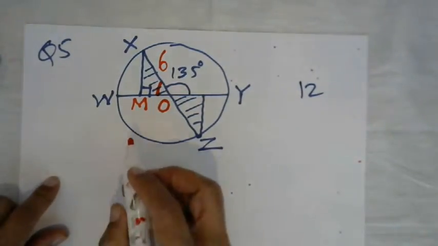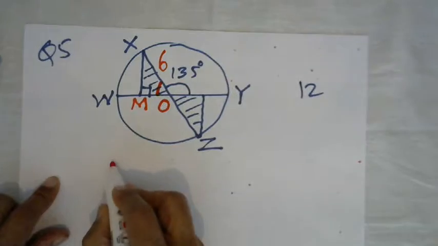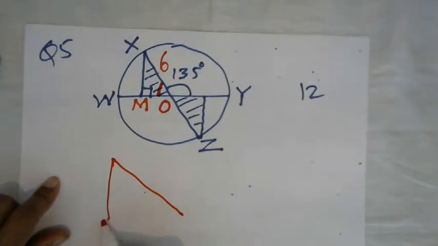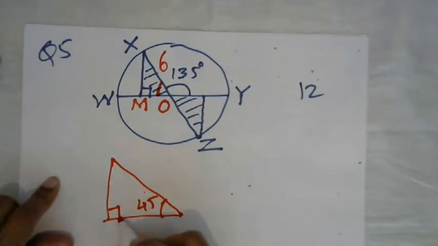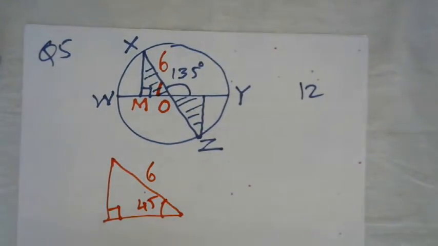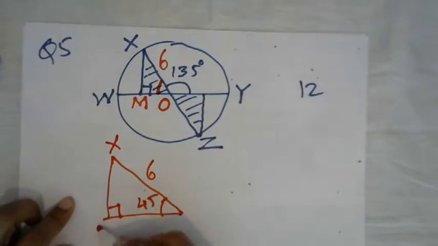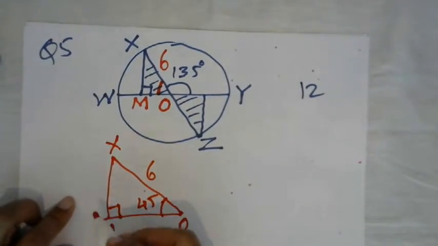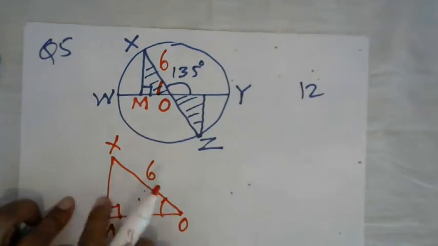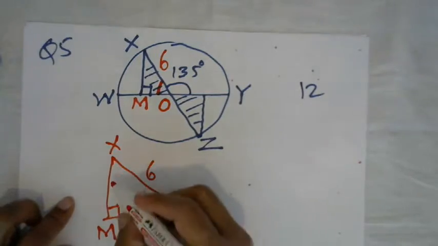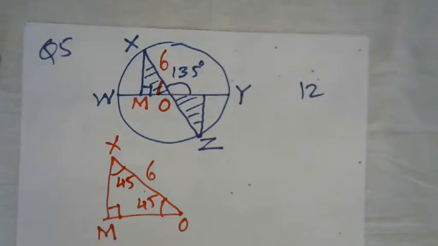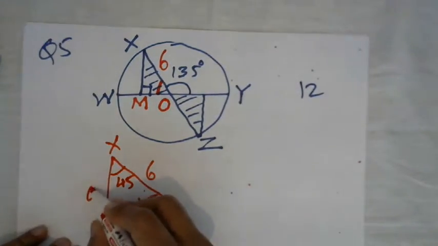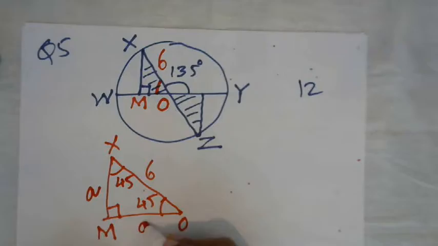Let me draw this triangle XMO here. This is 45. This is the right angle. This side is 6. Now, we need to find XM, the length of XM, the length of MO. These two will be the same because if this angle is 45, so is this angle. And this is an isosceles triangle, right? So let's assume that this is A. If this is A, this is also A.